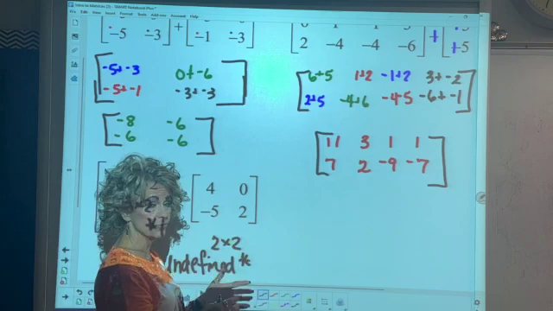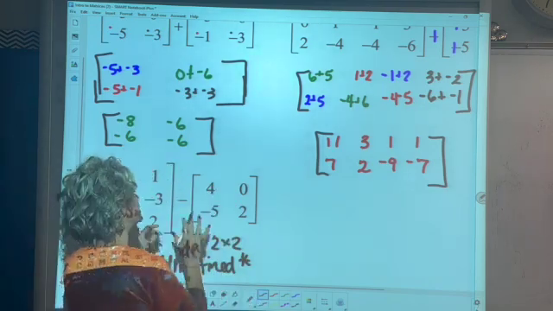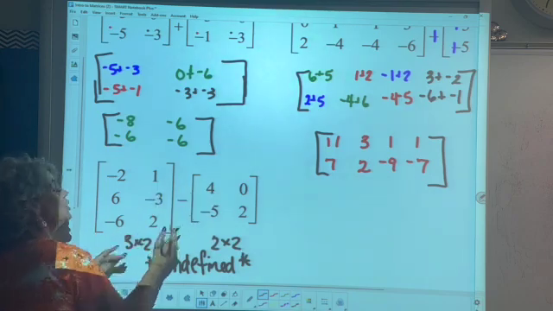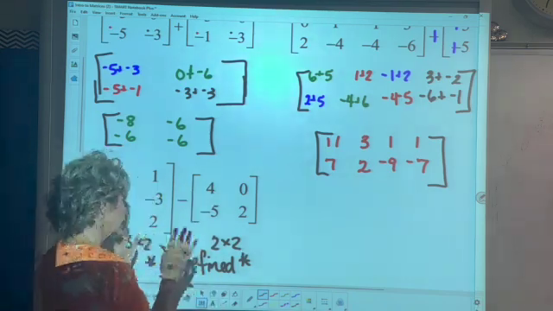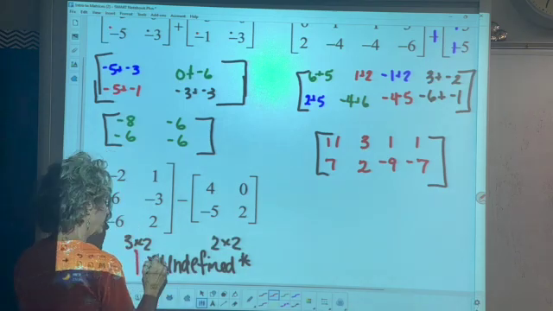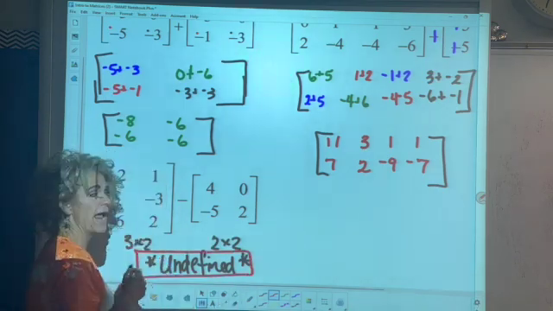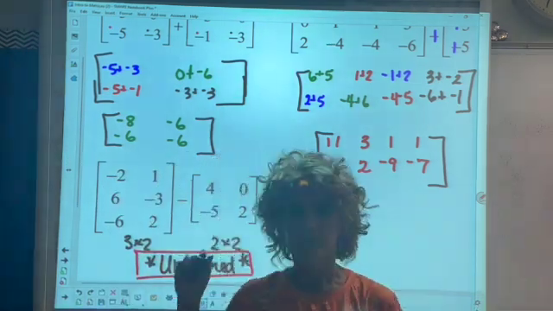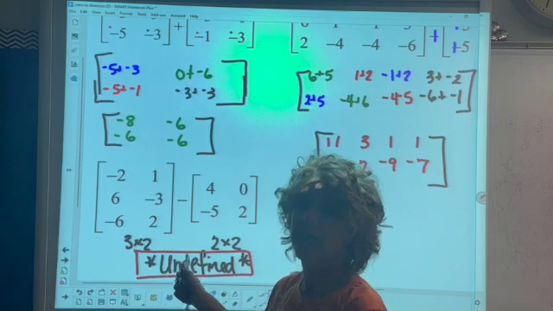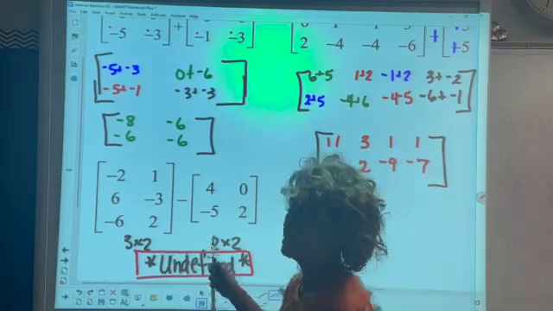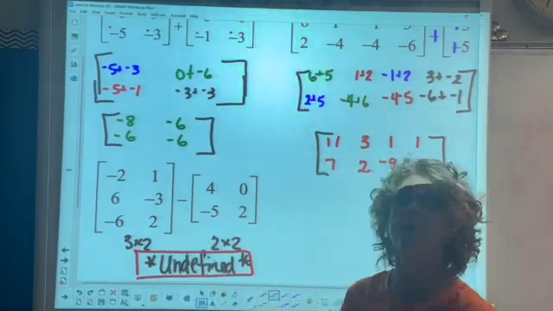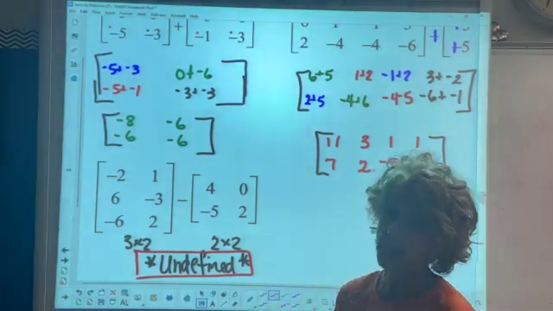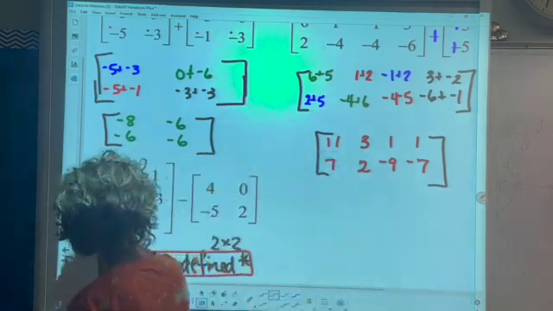If we cannot add or subtract, this is undefined. So the answer to a matrix equation like this, you can't do. Your answer would be undefined. And if you were asked to support that, why is it undefined? Well, this answer is undefined because you cannot add or subtract a 3 by 2 to a 2 by 2. The dimensions are different. In order to add or subtract matrices, the dimensions have to be the same. Okay?